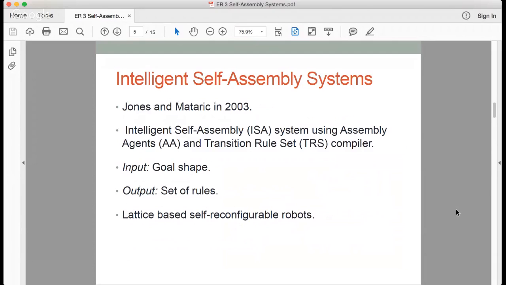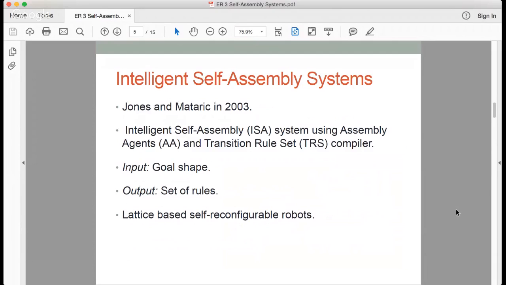The system uses assembly agents and a transition rule set compiler, which takes a goal shape as an input and gives a set of rules as an output that can be utilized by the assembly agents to assemble the target shape. When each assembly agent utilizes these rules, the desired goal structure is assembled.